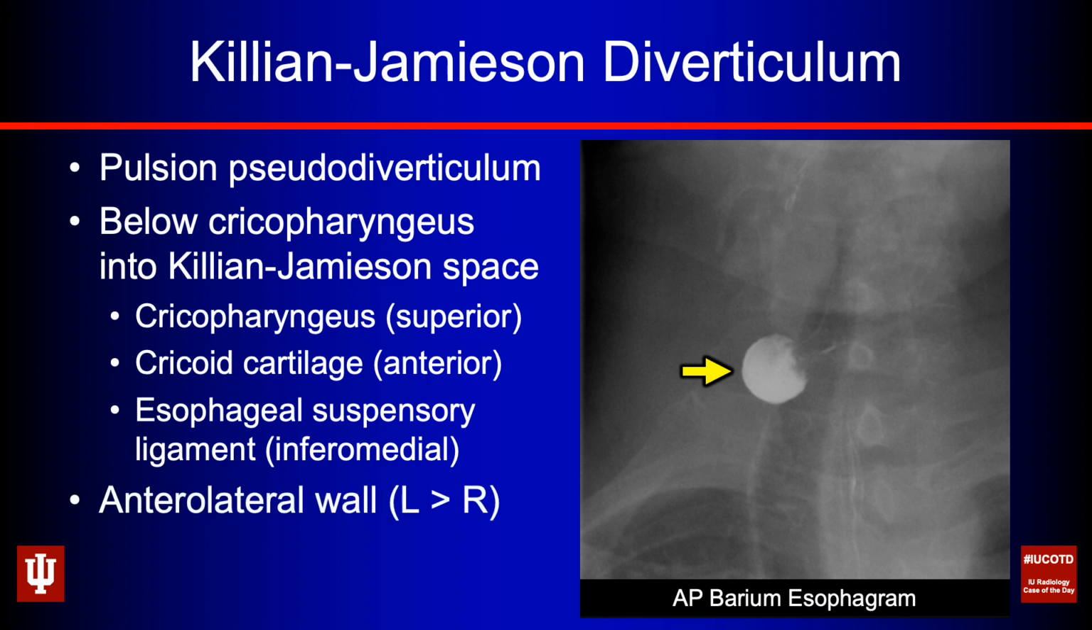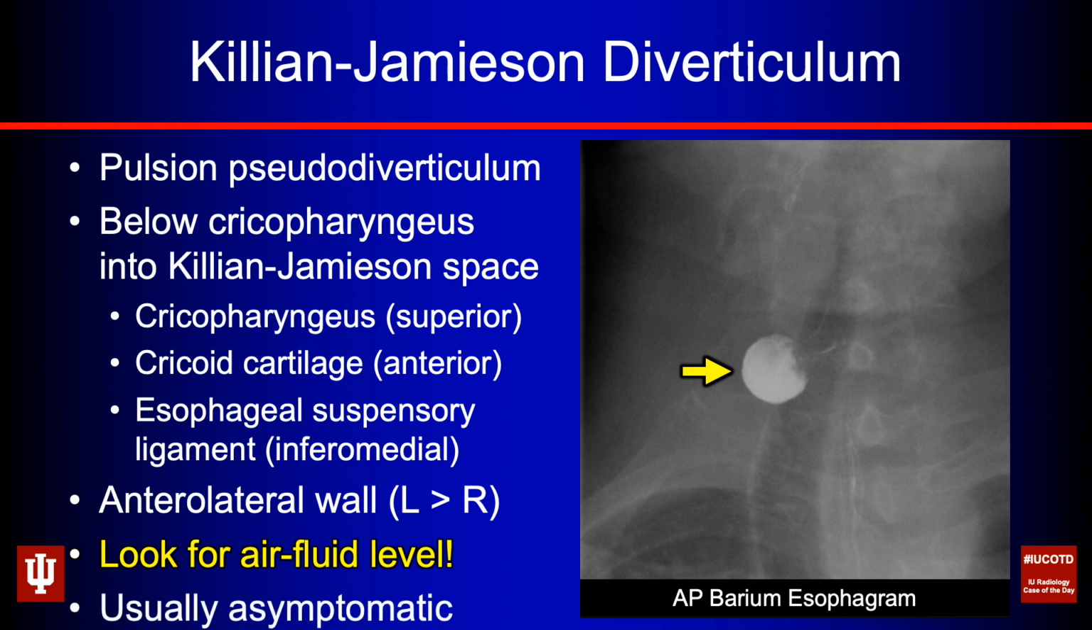These more commonly occur on the left side than on the right side. And these protrusions kind of pooch out along the anterolateral wall of the esophagus rather than the posterior midline wall like the Zenker or the hypopharyngeal diverticulum. But again, look for the air fluid level. I think that's a helpful feature to tell you you're dealing with gut contents. And then these patients are oftentimes asymptomatic, so this is frequently more of an incidental finding than a Zenker diverticulum.